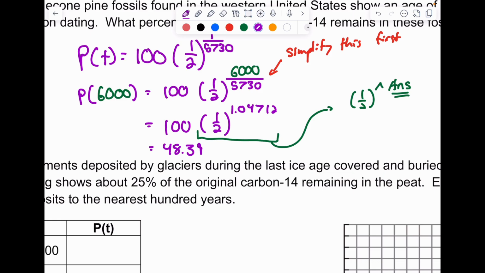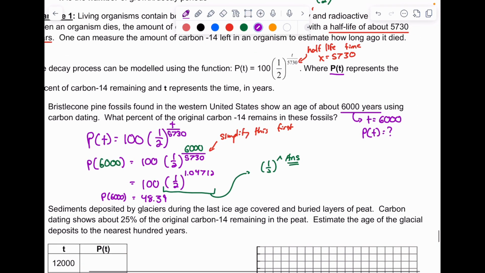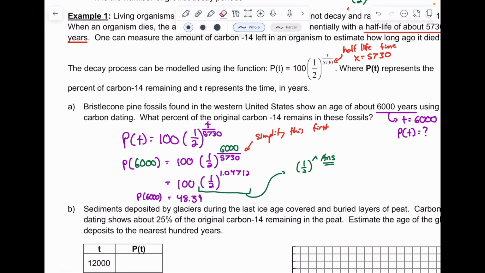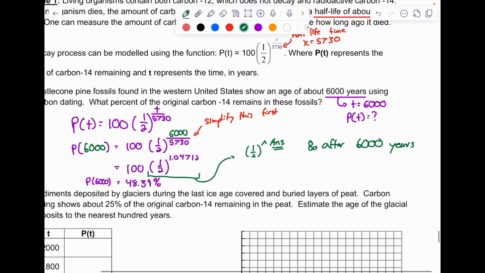48.39. All right, P at 6,000 equals 48.39, but what does that 48.39 represent? Well, P of T represents the percent. So this right here is a percentage. So therefore, after 6,000 years, 48.39% carbon-14 remains.